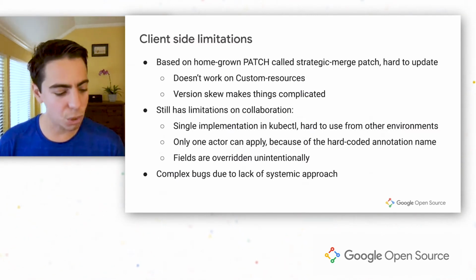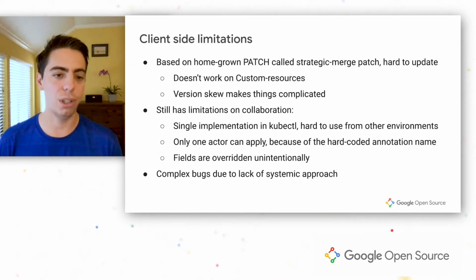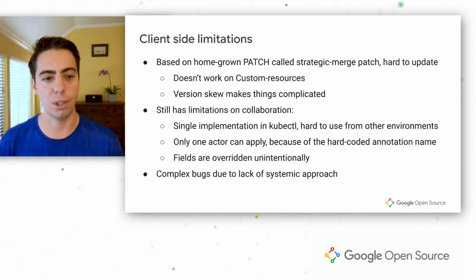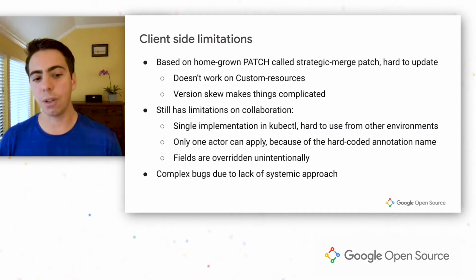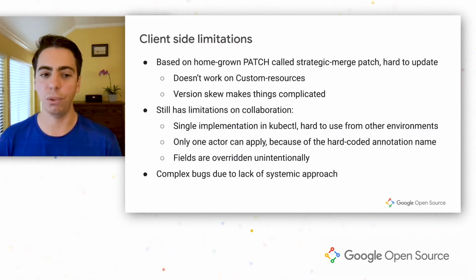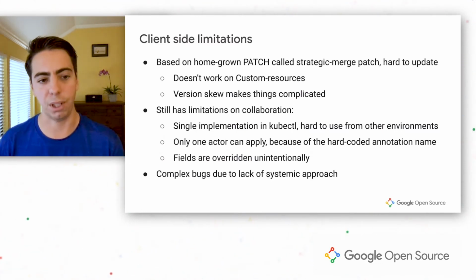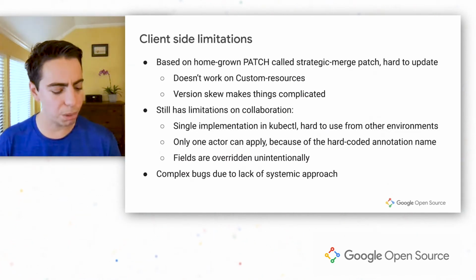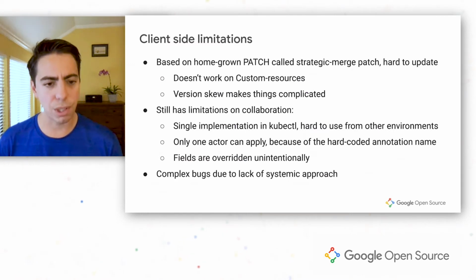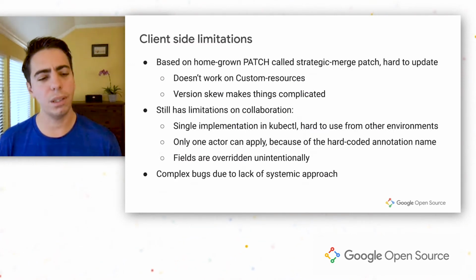So knowing that this was never going to be the good solution anyway, we never implemented it for custom resources. So that doesn't even work for custom resources. You can kubectl apply custom resources, but you miss a lot of the possibilities that are available to you if you're using a built-in type. It also has limitations on the collaboration, to be honest. It's not solving all the use cases of collaboration that we had in mind.